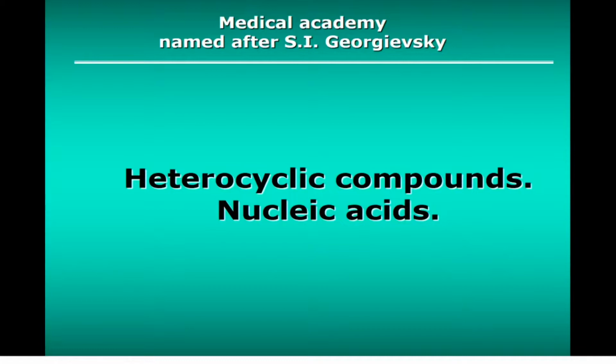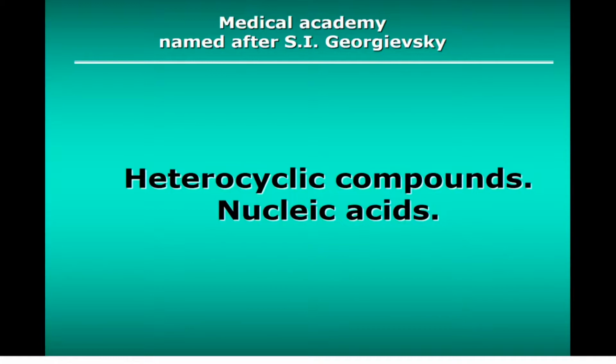So today's lecture: heterocyclic compounds and nucleic acids. It's brief information about the most important, biochemically important compounds consisting of ring structures. If you remember the classification of all organic compounds according to the structure of the carbon chain, it can be cyclic or aliphatic. Cyclic compounds themselves can be classified into two groups: are they homocyclic or heterocyclic?